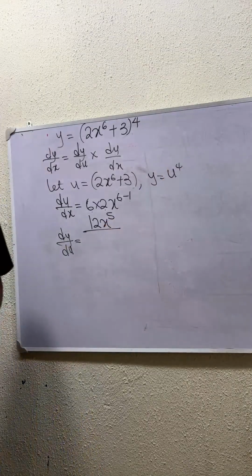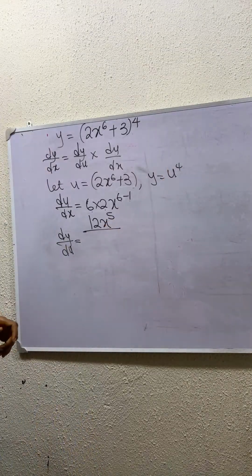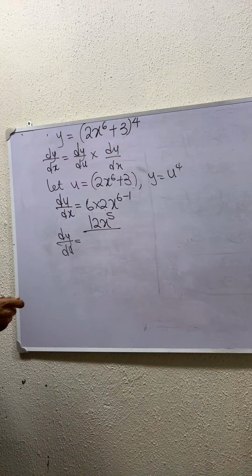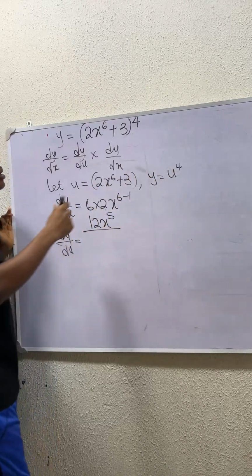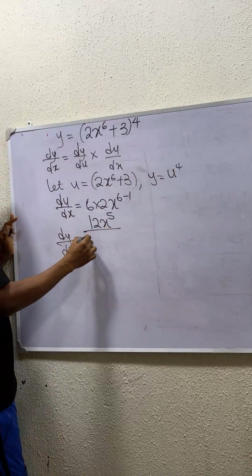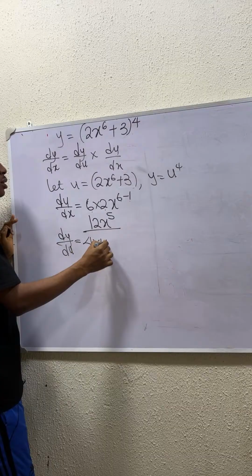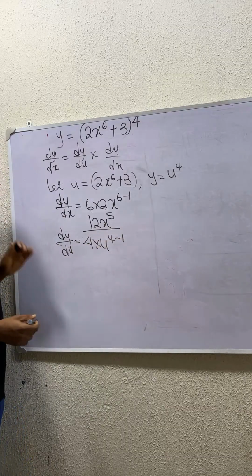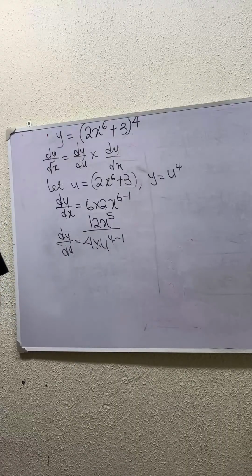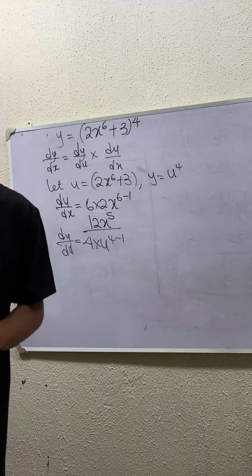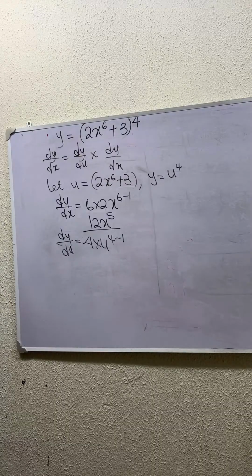Okay? So since you are differentiating it with respect to x, with respect to u, we'll multiply the number to the power. So you have it as 4 times u to the power 4 minus 1. What is the value for 4 minus 1?